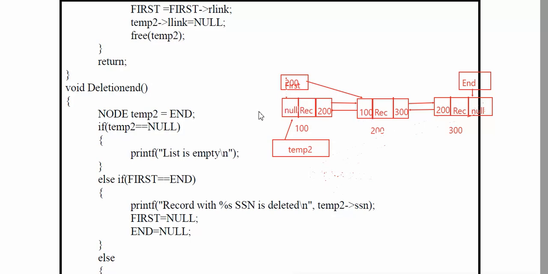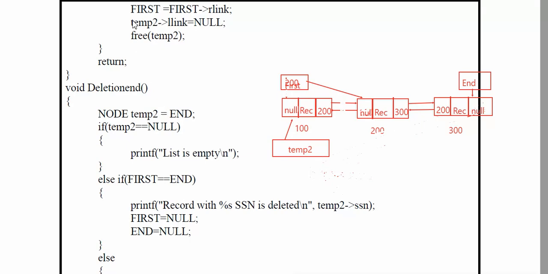So that means this L link, temp2 L link, will be made equal to null. So here this has to be made equal to null so that I can disconnect this particular node from the list. So make this null. This will become null here, and the link between the previous first node and the new first node is broken. So now this node is pointed to by temp2.